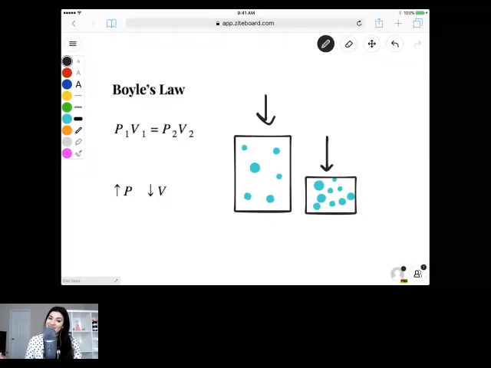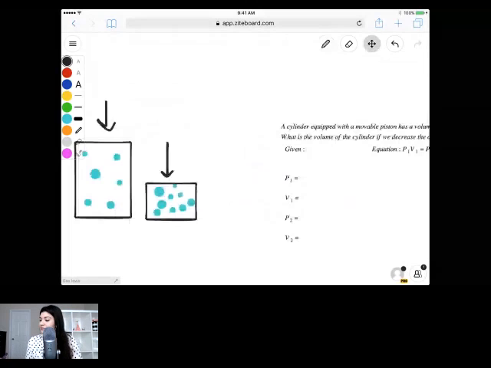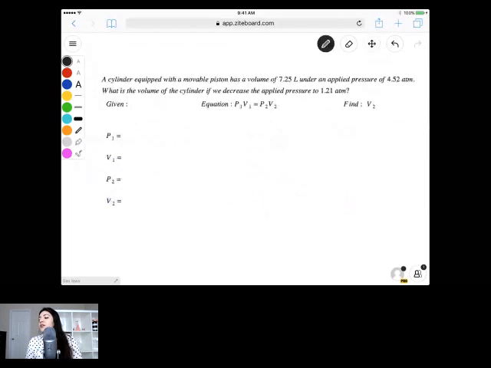And let's try a question. All right, so our first question is: a cylinder equipped with a movable piston has a volume of 7.25 liters under an applied pressure of 4.52 atmospheres. What is the volume of the cylinder if we decrease the applied pressure to 1.21 atmospheres? All right, so we are only comparing volume and pressure. So then that has to have been Boyle's law.